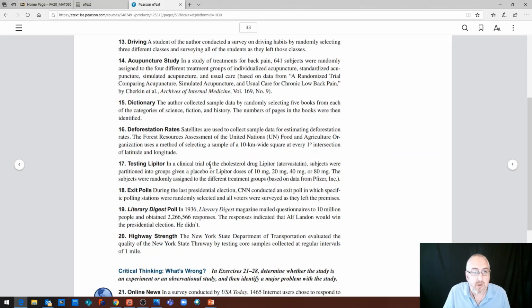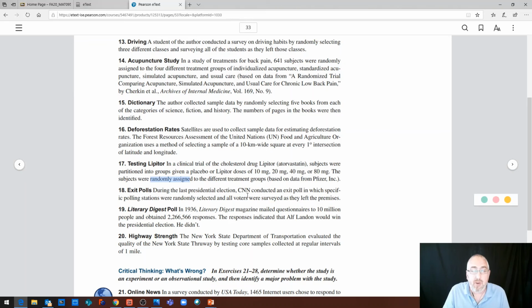It says testing Lipitor. In a clinical trial of the cholesterol drug Lipitor, subjects were partitioned into groups given a placebo or Lipitor doses of those doses. The subjects were randomly assigned to the different treatment groups. So this one is deceiving. It looks like there's a couple of layers to it, but it really is just one layer. How were those subjects assigned to their groups? And it says it right there. They were just randomly assigned.